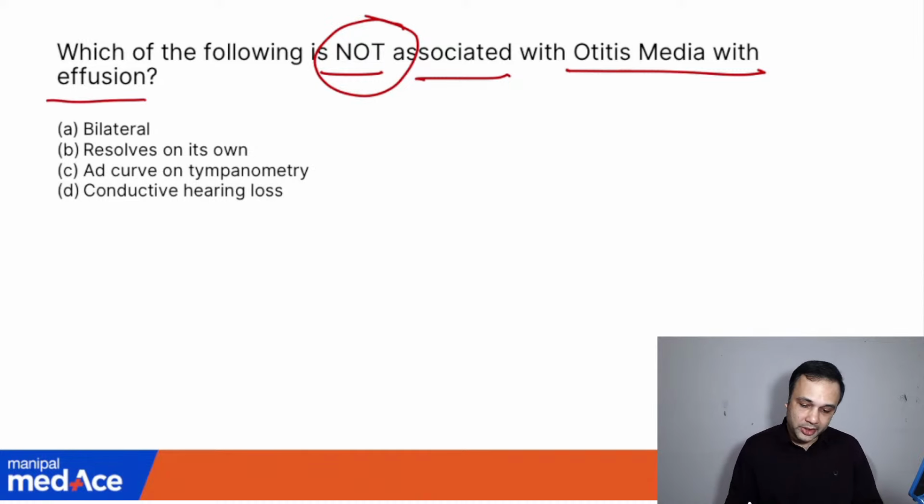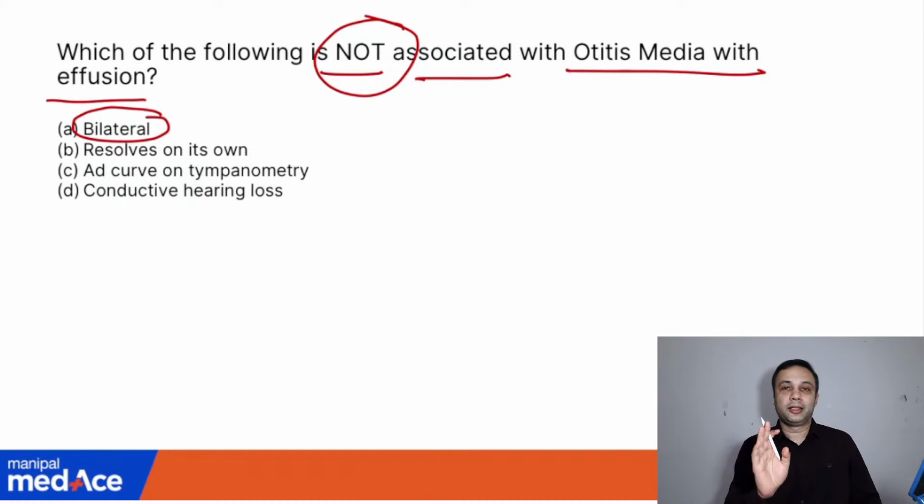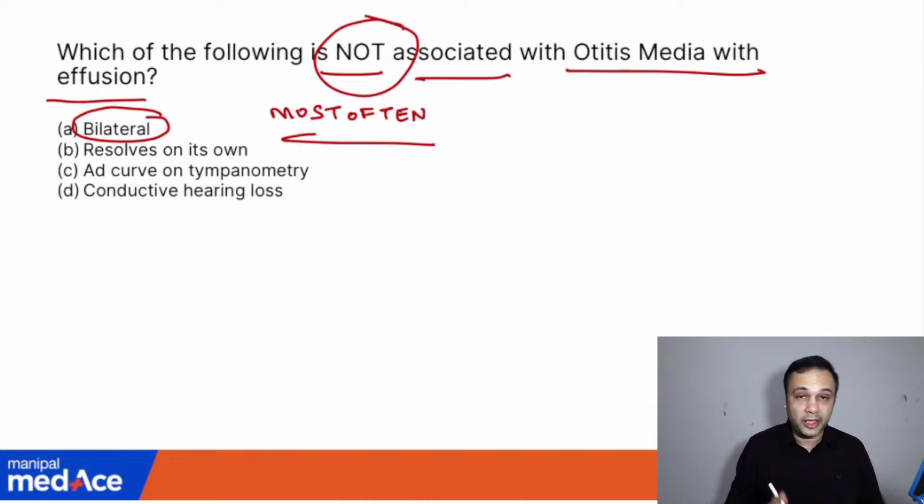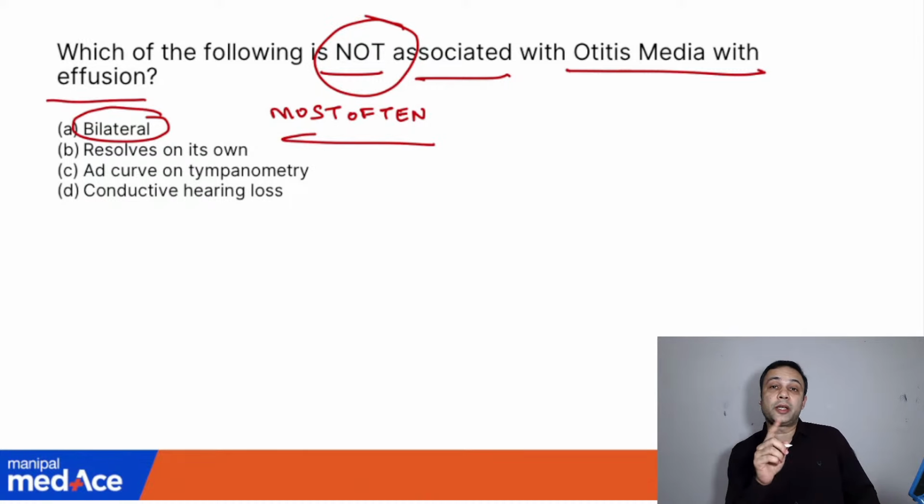So if you look at this question, bilateral, most often it is bilateral, right? Let's keep that on hold for the moment. Most often otitis media with effusion is bilateral. I had given you an example earlier where nasopharyngeal carcinoma can produce unilateral otitis media with effusion, but most often, 80 to 90% or maybe more than 90% of the causes is to do with adenoid enlargement and otitis media with effusion, which is usually bilateral.